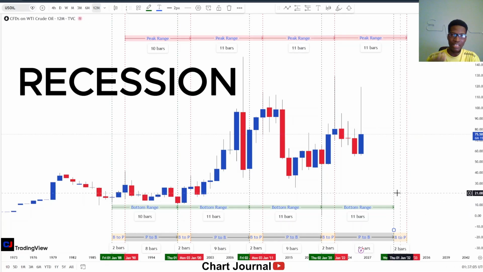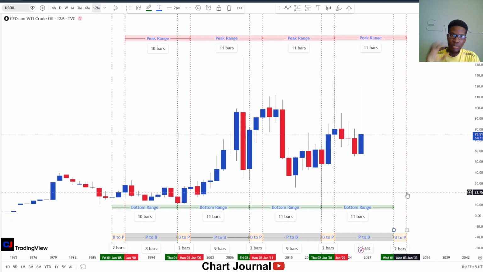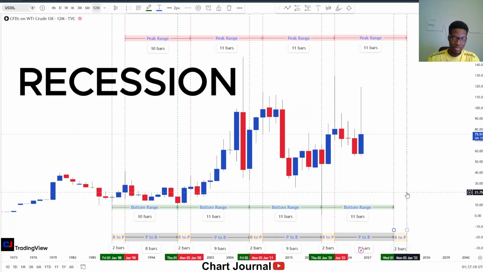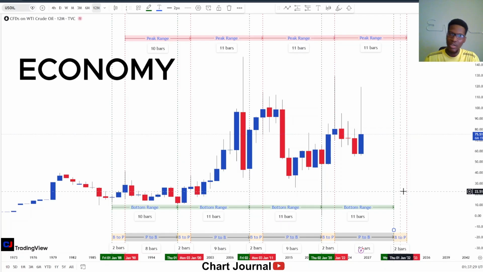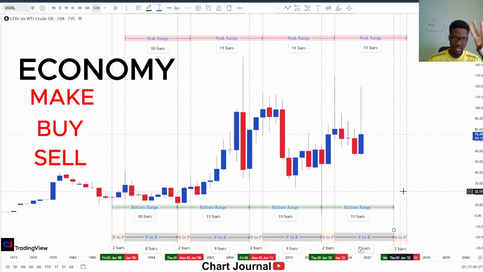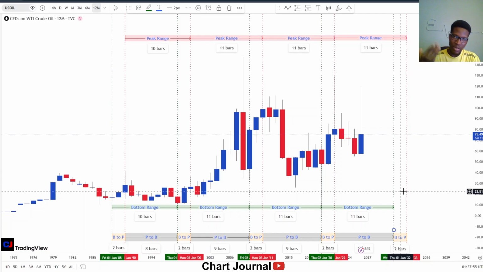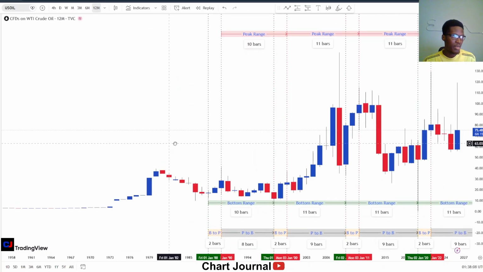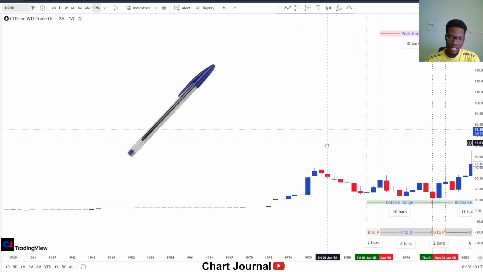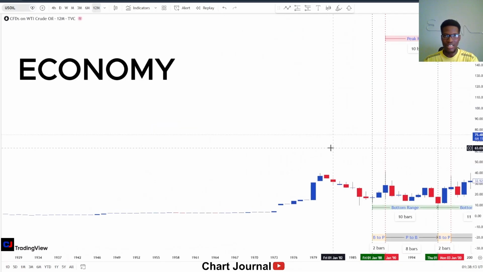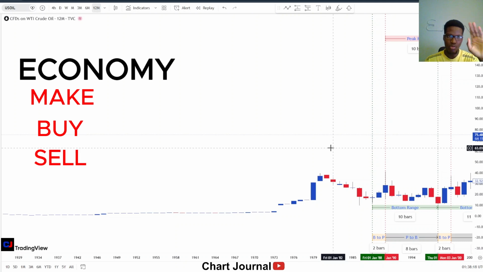So why do I consider this a danger zone? Because of a recession. What is a recession? I explained earlier, a recession simply is a period where a country's economy begins to weaken. And then what is an economy? An economy simply is a system people use to make, buy, and sell goods and services. So what do I mean by this recession and this economy? So using the same pen example again, looking at economy, I said economy is simply a system by which people make, buy, and sell goods and services.